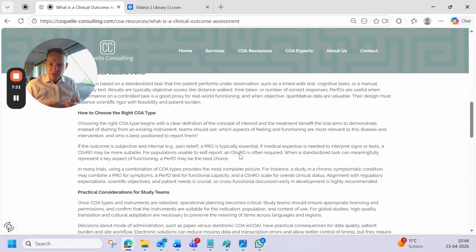For instance, a study in a chronic symptomatic condition may combine a PRO for symptoms, a PerfO test for functional capacity, and a ClinRO scale for overall clinical status. Alignment with regulatory expectations, scientific objectives, and patient needs is crucial, so cross-functional discussion early in development is highly recommended.